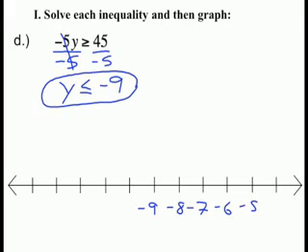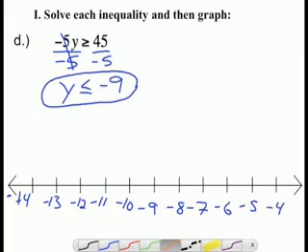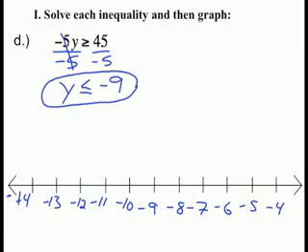So we number the number line with negative 9 in the middle. Then we must put a closed circle at negative 9, and it is all the numbers that are less than or equal to negative 9, so that would be all the numbers to the left side.